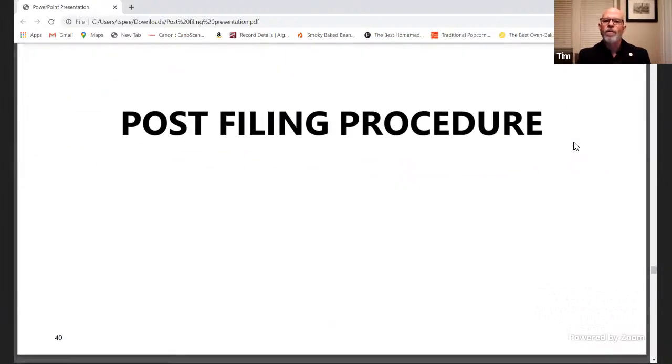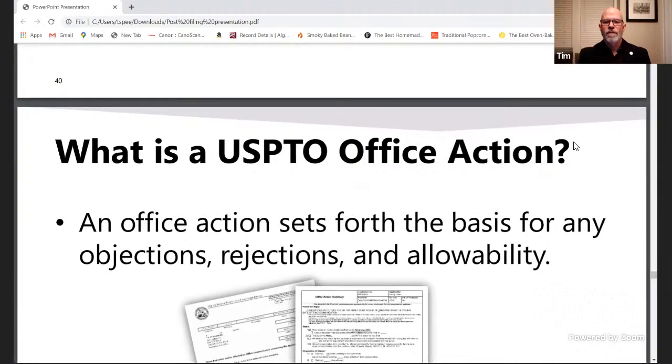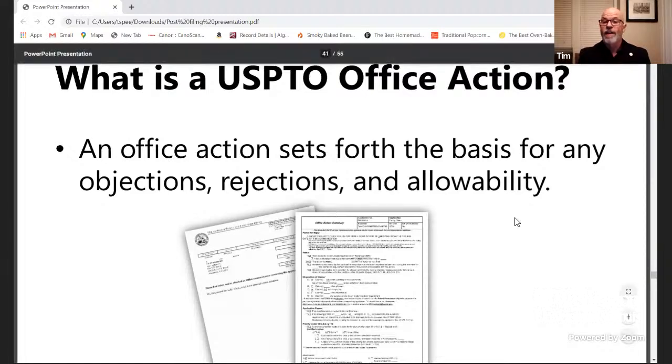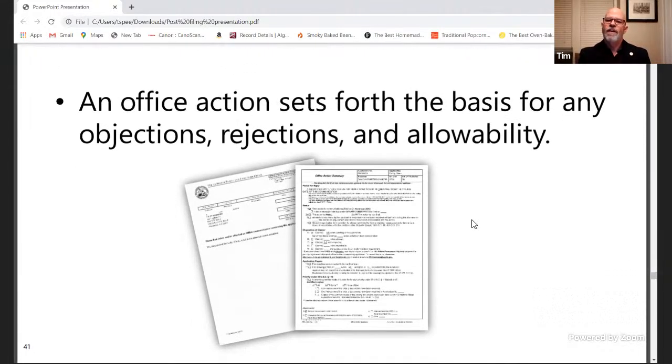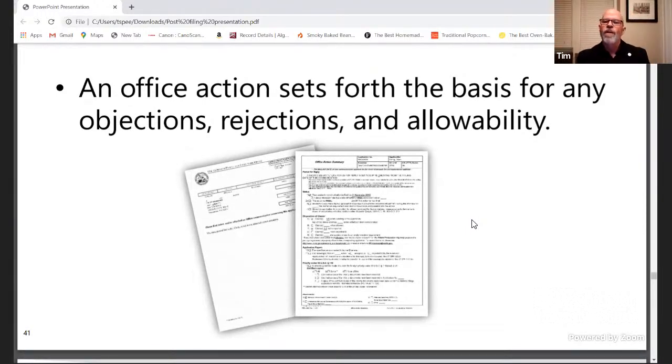So we're going to talk now about post-filing procedures. We filed the application. It's gone through the initial review, all the formal matters are required, and all the parts of the application have been filed. Now we're going to get an office action. So what is an office action? This is what we talked about earlier, where the examiner sets forth all the bases for any objections, rejections, or any action taken.